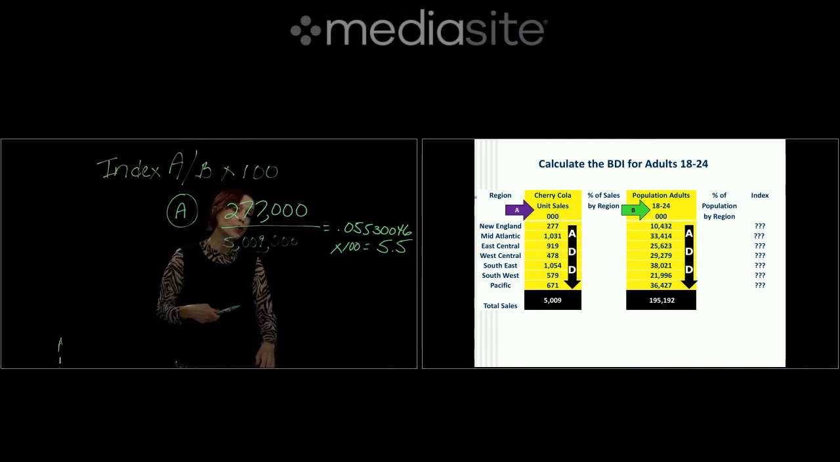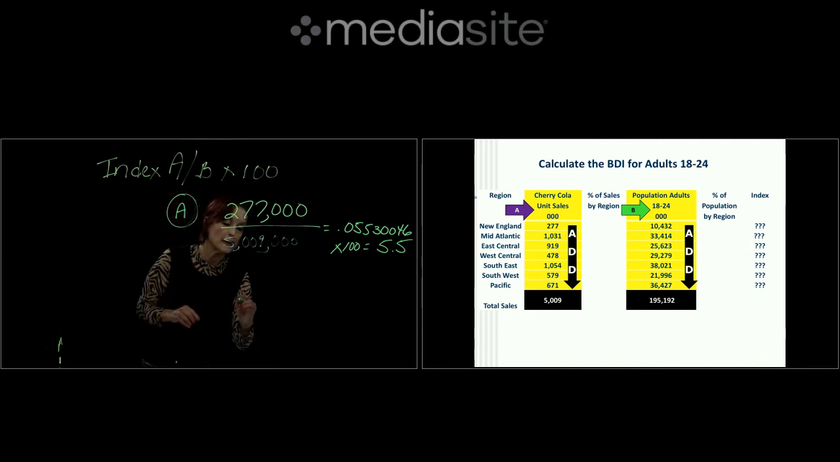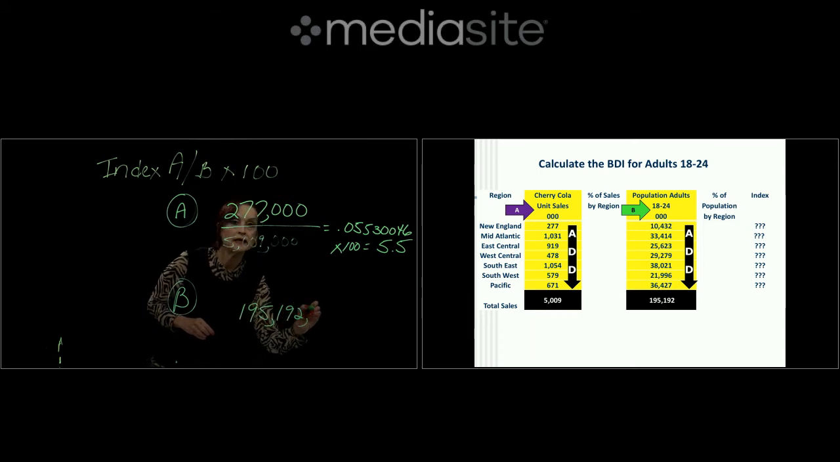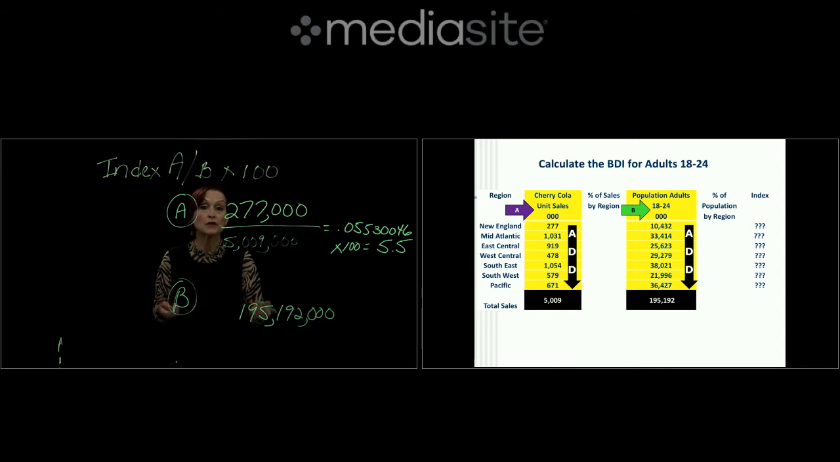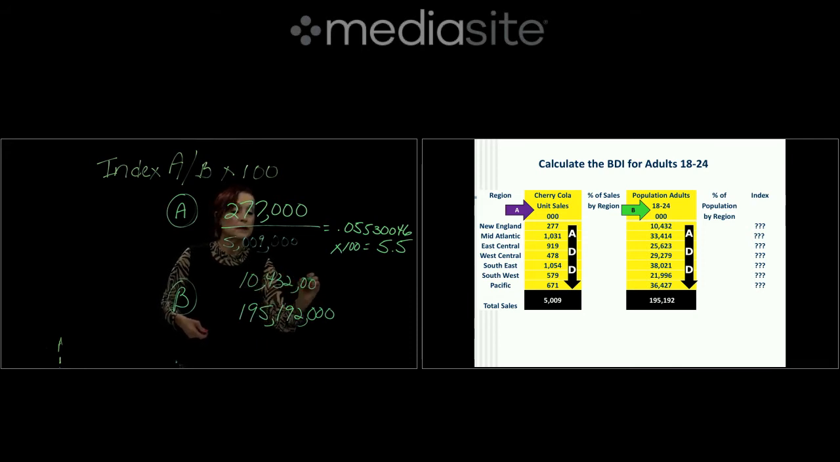So when we add all these numbers up, and again, I'm not going to write all of them, just the total, and we're here in B. The total here is 195,192,000. Population of adults 18 to 24. And again, this is an example. So let's take, as we did in the other example, the A, to the New England region. If you look at the chart, there are 10,432,000 adults 18 to 24 that live in this region.